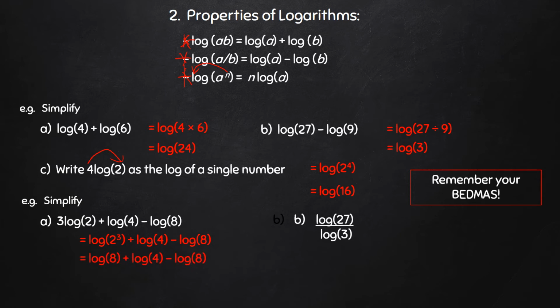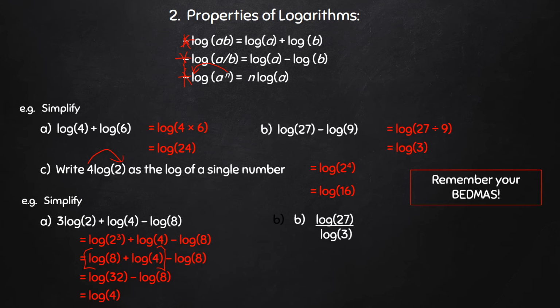Now we're just going to take the first 2 bits. So log 8 plus log 4 becomes, remember you multiply them together, log 32 minus log 8. And because we've got a minus, we're going to use the second rule and go log of 32 divided by 8 equals log 4.